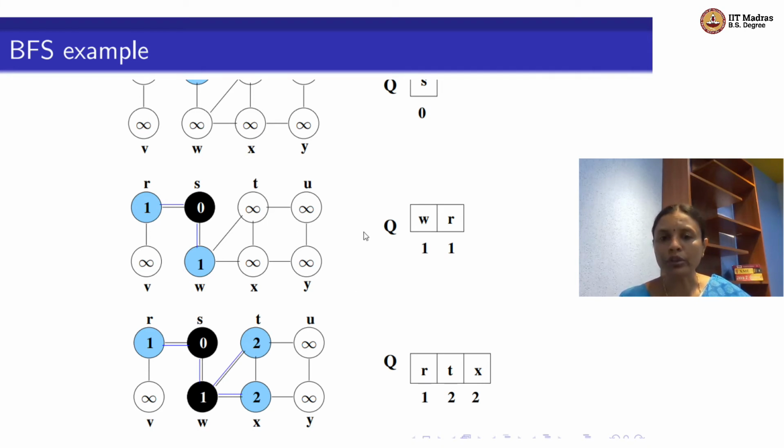and get out W from the queue. That's the step. So W becomes colored black. T and X, which were new vertices that were added into the queue, get blue. R stays in the queue, so it stays blue.